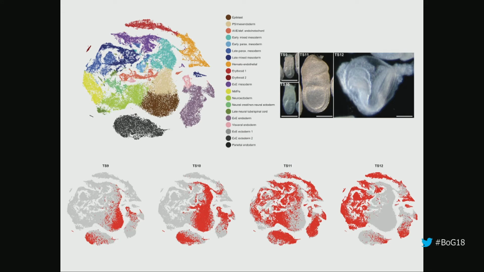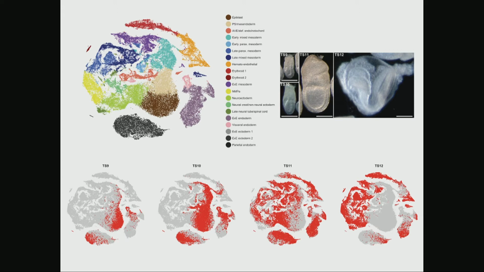I've just told you this story about how all of these cells arise over time, but you don't actually just have to take my word for it, because we know the time points that these cells were harvested from. And this is what we're showing down here. So this is the same t-SNE, and now the cell is colored red if it originated from the time point indicated in the title.